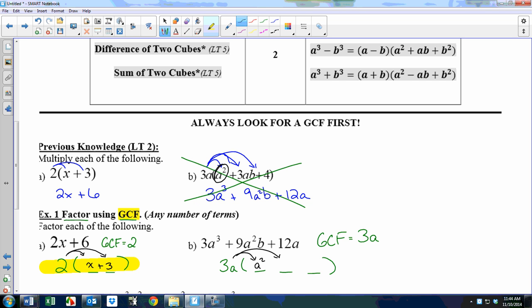3 for the 9. It would need to be a positive 3 times 3 to make the 9. And a times what to make the a squared b? You need an a and you need a b. And then the last spot, what would go in that final spot there? 3a times what makes 12a? Plus 4. Again, no surprise, the answer was what we started with up there.